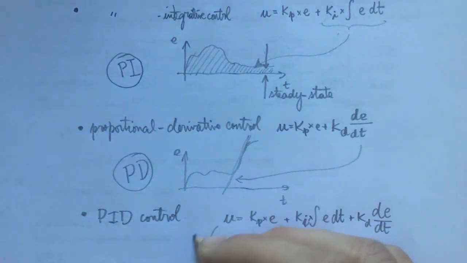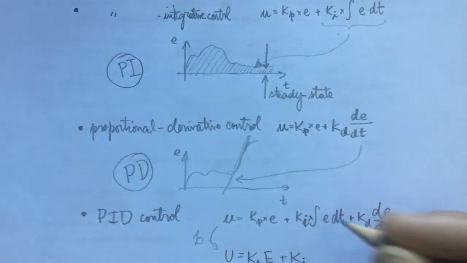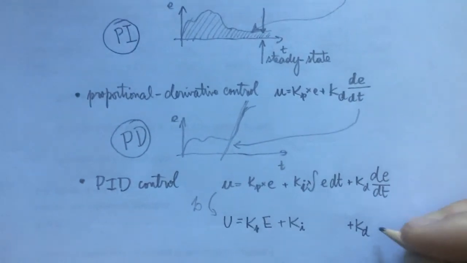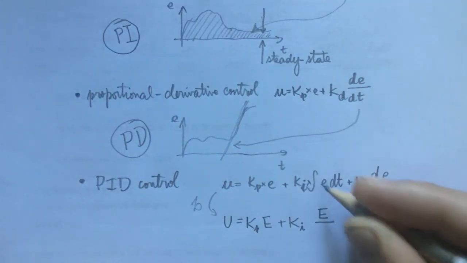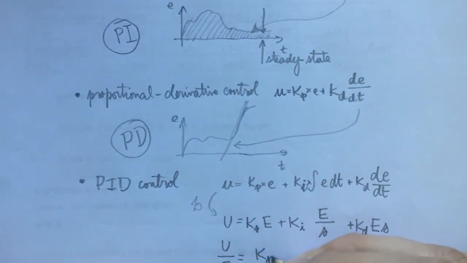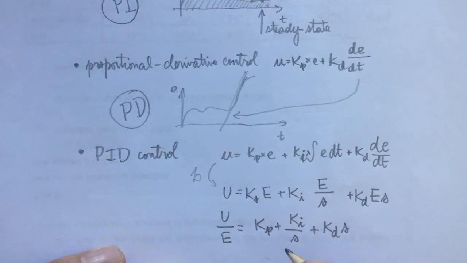Applying the Laplace transform, we get this and this. We already know that the Laplace transform of a derivative is equal to this. So logically, the Laplace transform of an integral is equal to this. Our control action corresponds to this transfer function given by these three terms. This is the transfer function of a PID.